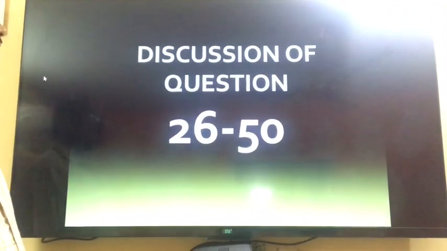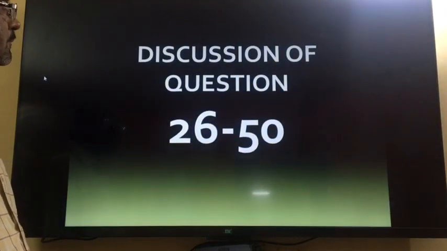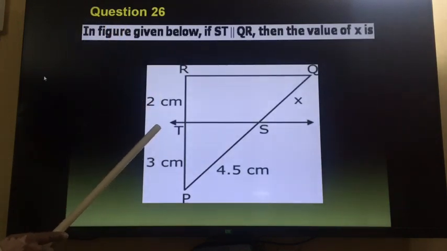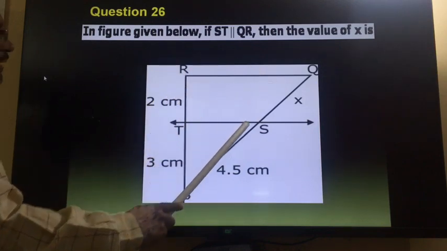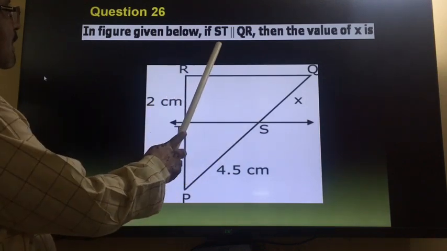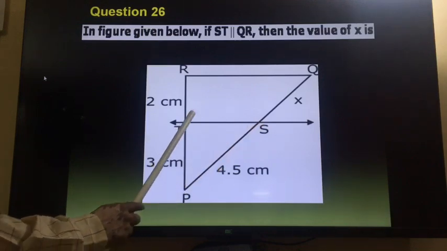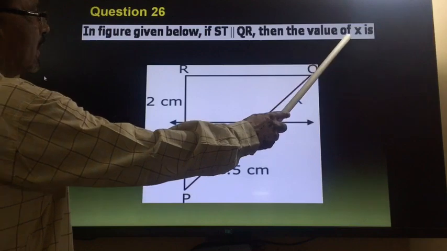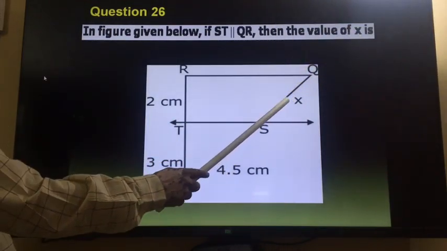So, discussion of question number 26 to 50. Question number 26: in the figure given below, line ST is parallel to QR. Then the value of X is... Where is X? X is this QS. We have to find it out.